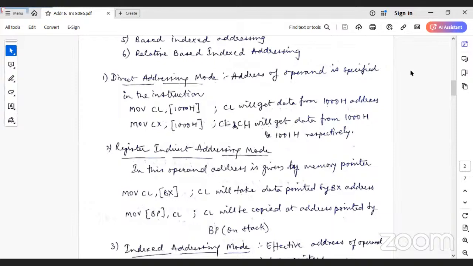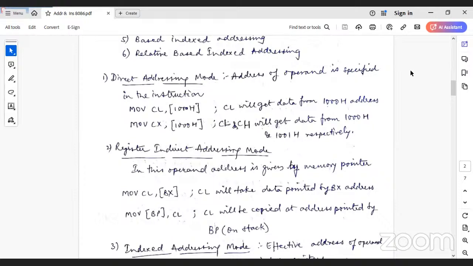And the 1001H memory address location data is copied into CH register. So directly whatever address is given, that data lower byte is copied into lower register, higher byte is copied into higher register. So this one point you have to be a little careful about when you are writing also. As I mentioned there, CL and CH will get data from 1000H and 1001H respectively.